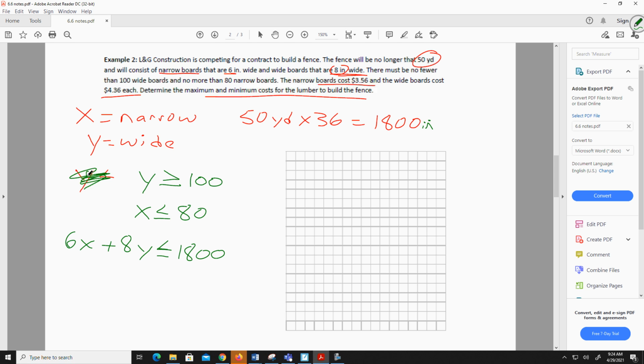Now my objective function to find the max and min cost. I'll do C again for cost. Cost would be 356 per narrow board plus 436 per wide board.